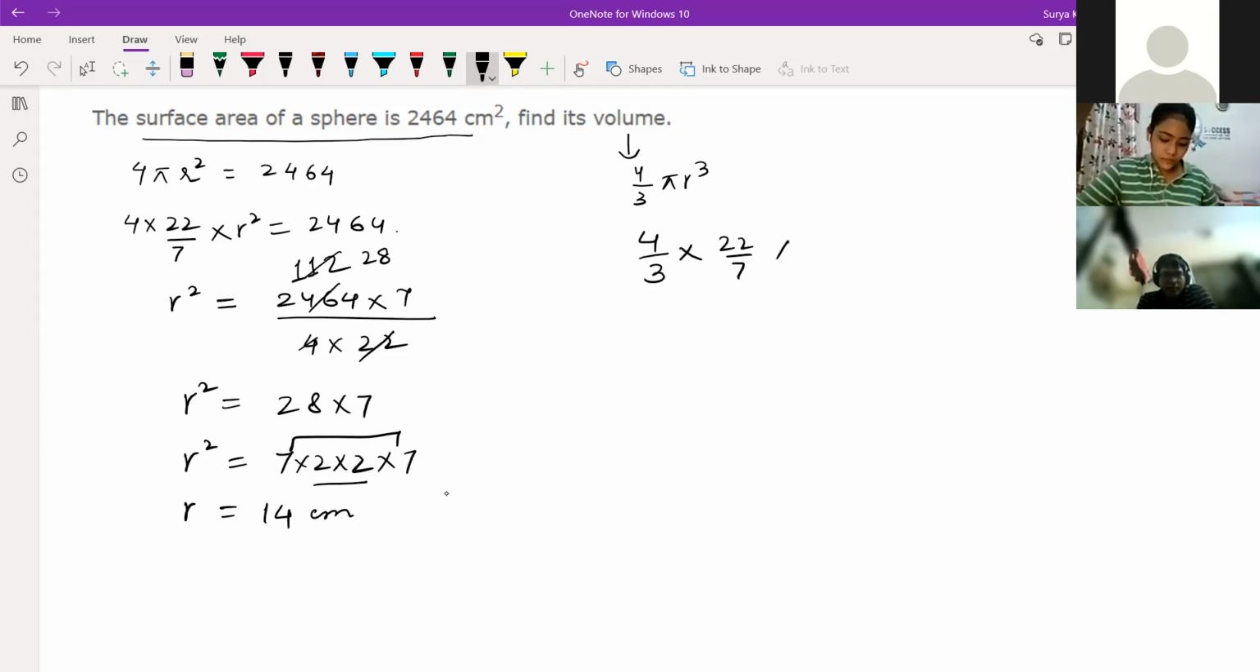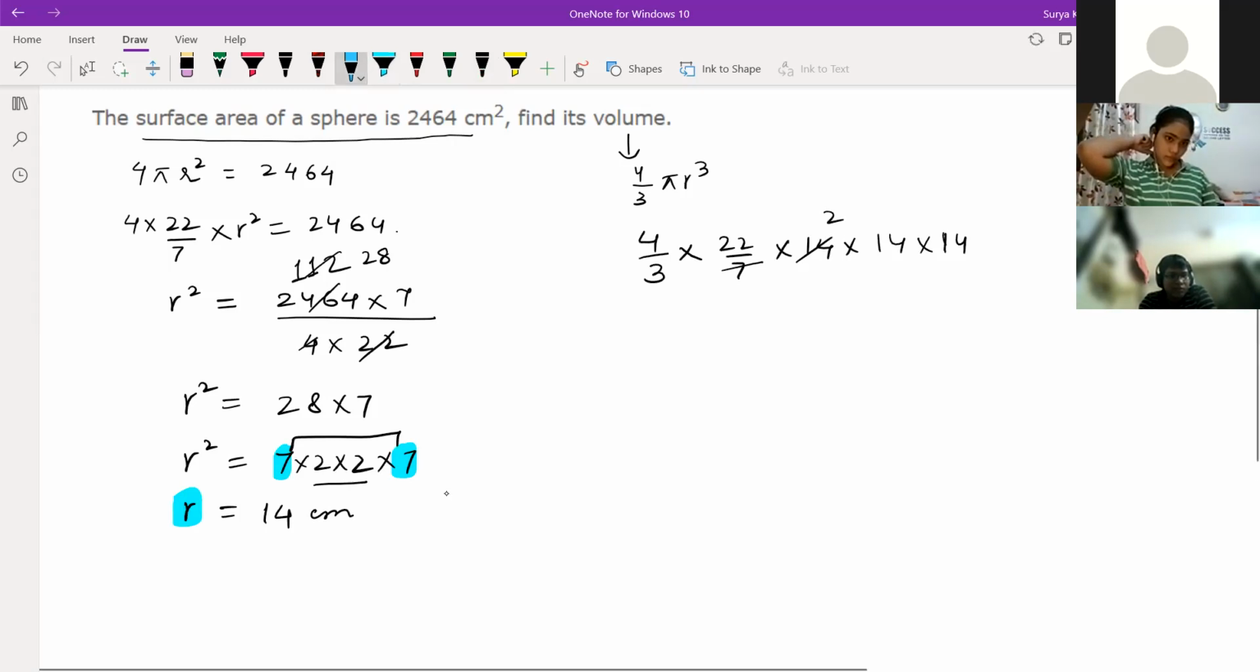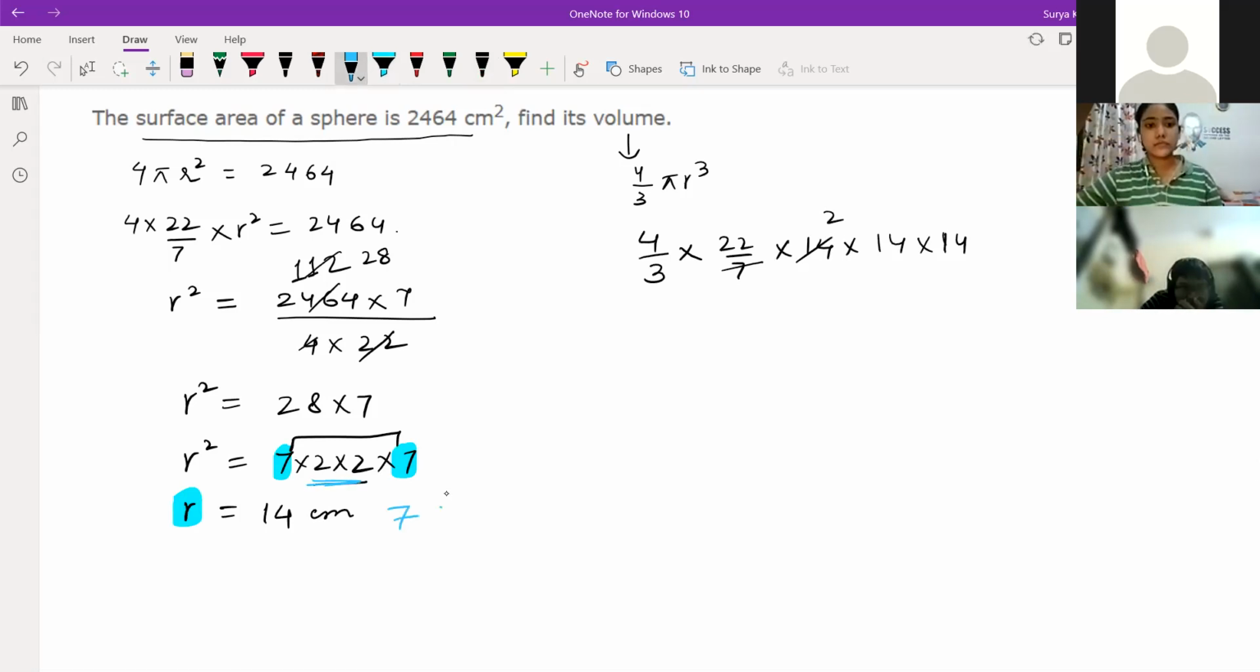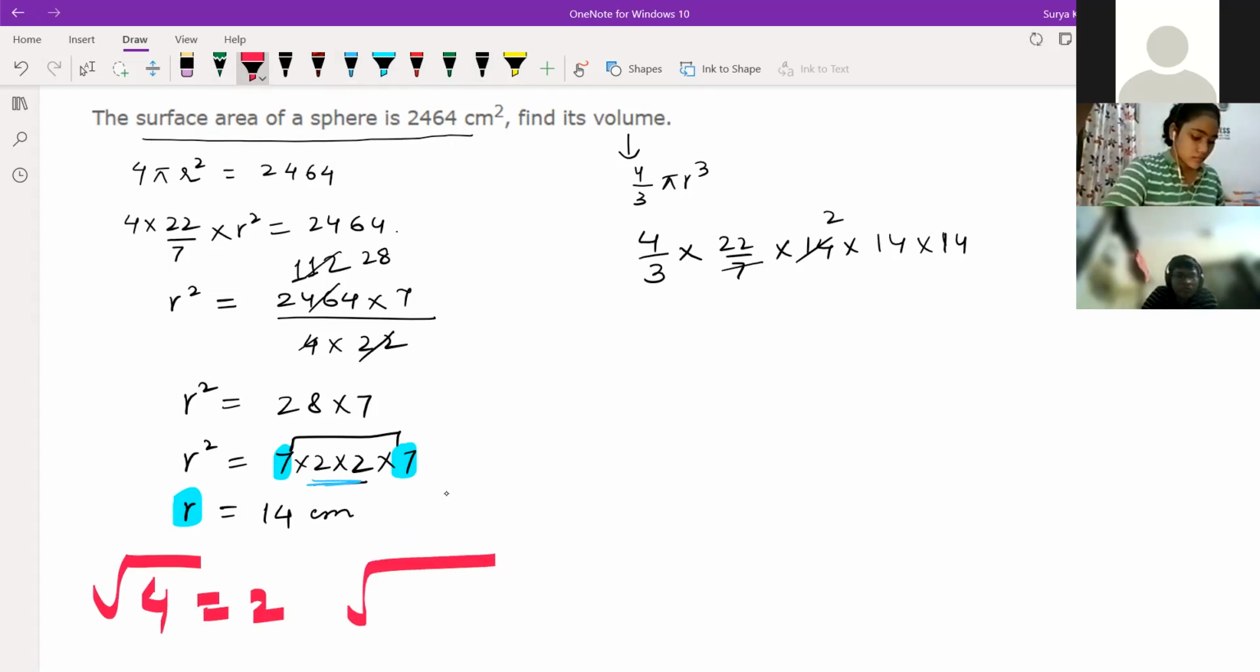Yes, sir. 14 into 14 into 14. Sir, how did 7 and 2 give 14? Because see, here r square is there, no? So if you're finding r, we have to make pairs over here. The 7 and 7 you should write only one time, okay? That is only 7. 2 and 2, only 2 you should write. The 7 twos are 14. If you're getting a square, you have to try to make pairs. One small example I'm giving to you. Root 4, what are we writing? 2. Why? Because root 4 you can write as 2 into 2. So this becomes a pair, so the answer is 2. Is it clear to you? Yes, sir.